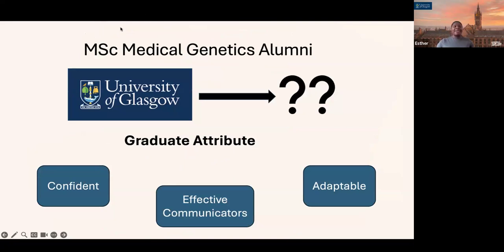Hi guys, I'm Esther, and I'm an alumna of Glasgow University. I did my master's in medical genetics. I graduated last year, and like most people, I didn't know what I wanted to do. I just knew I didn't like the lab. That's all I knew, and I was trying to figure out what else I could do.